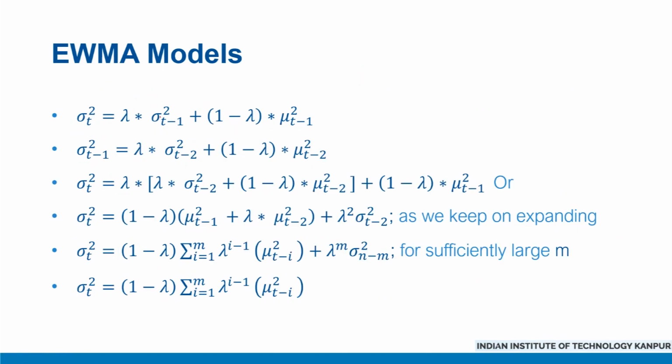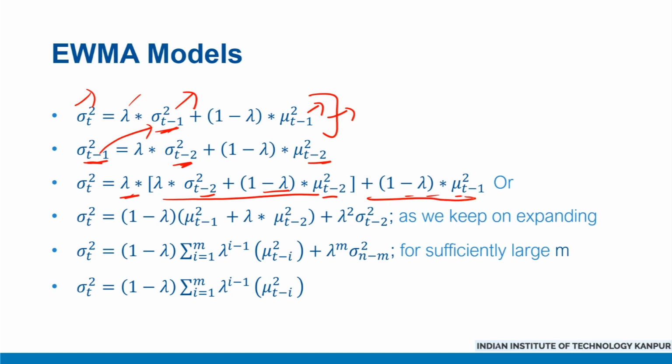Let's do this in a more mathematical manner. So we started with this formula, where sigma square t was the estimate of volatility today using the estimate of volatility yesterday and the information or innovation or return square term that arrived yesterday. Now in this model, we can also write in terms of t minus 1 for t minus 1 day. This will become t minus 2 and this will become t minus 2. We can substitute this value here to get lambda, and then this multiple, which is lambda into sigma square t minus 2 plus 1 minus lambda into mu square t minus 2, plus the original term of 1 minus lambda into mu square t minus 1.